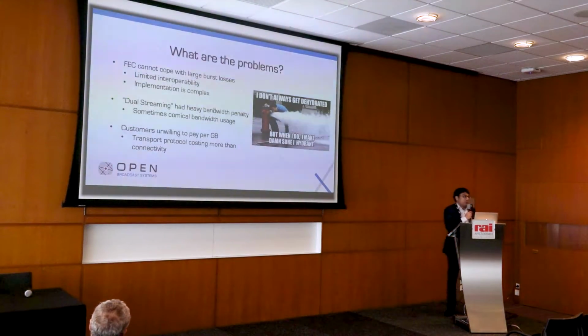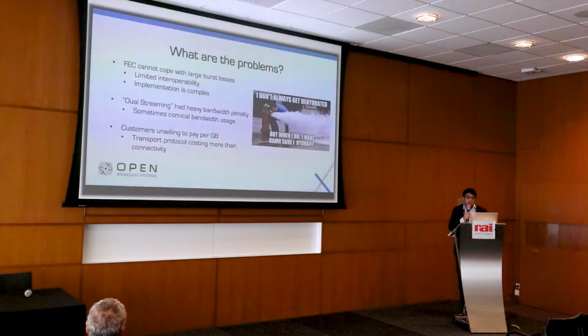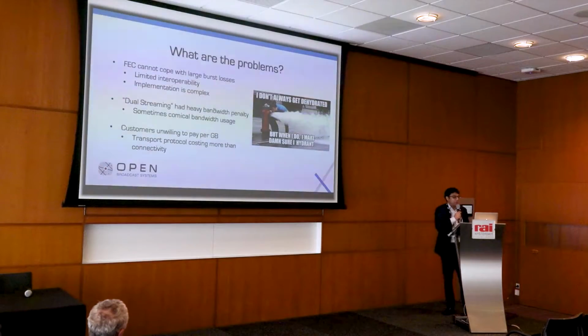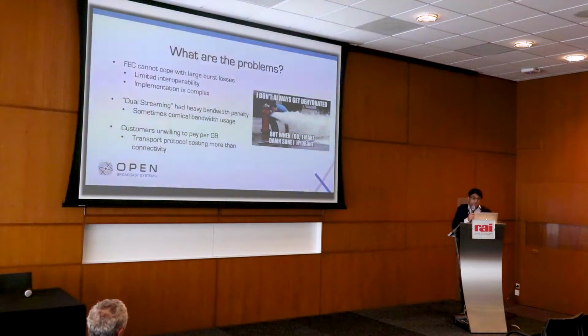We had end users who did dual streaming, so sending the same feed multiple times down a path, and this had quite a heavy bandwidth penalty. Sometimes the bandwidth penalty was comical. Sending 6 copies of the same stream to the receiver over multiple links. So in some cases, even more than 10, hundreds of megabits just to receive a 20 megabit feed. But that's what we did at the time, and to be fair, it was low latency.